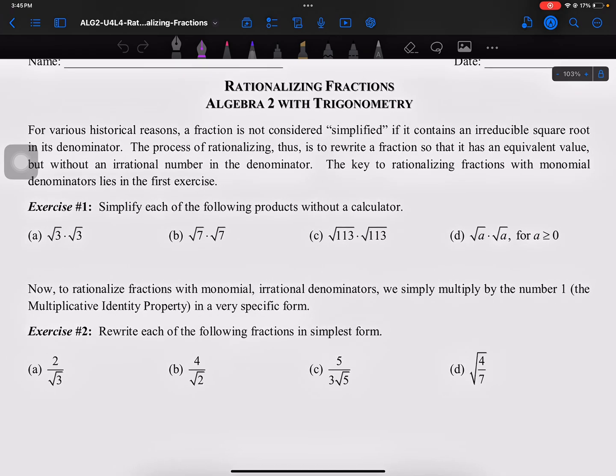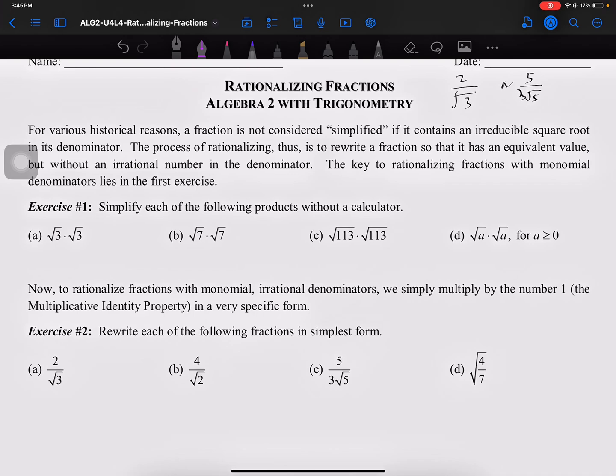Okay, let's go through rationalizing a fraction. Sometimes we get a fraction like 2 over √3 or 5 over 3√5. The denominator, the bottom, has a square root in it. For historical reasons, mathematicians say this is not simplified. So we do a process called rationalizing the denominator.